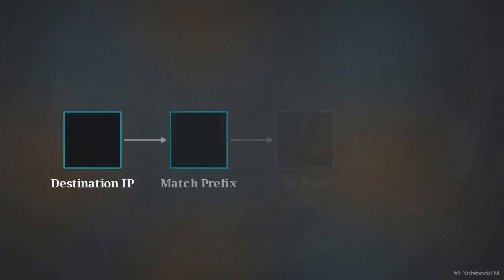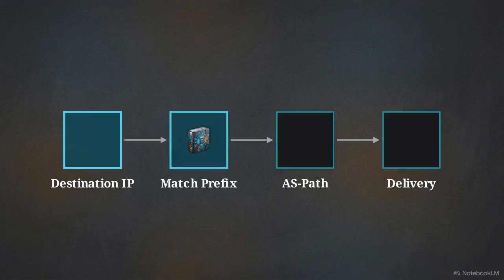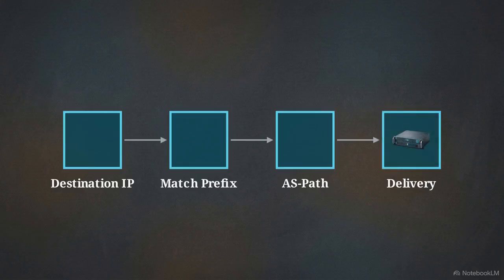This flowchart illustrates exactly how the internet routes traffic using the Border Gateway Protocol, or BGP. It operates as the internet's global routing system. Every single packet of data relies on this sequence. It checks the destination IP, matches a specific routing prefix, follows an established autonomous system path, and finally reaches delivery.